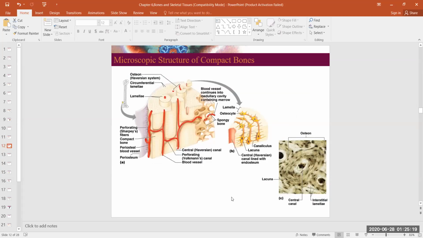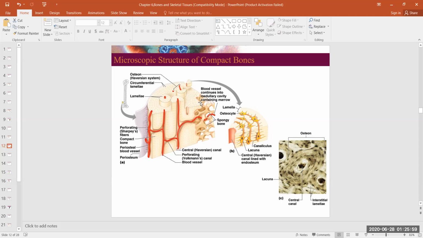Let's talk about the microscopic structure of the compact bone. This is the most important for your exam purposes. You can get exactly this diagram, and you may be asked this in the lab portion, because we do it in the lab too. So VVI, very, very important, this slide. We have A, B, and C here. Can you see that? In A, you have a long bone, and we are taking a chunk from the compact bone of the diaphysis and then magnifying it.